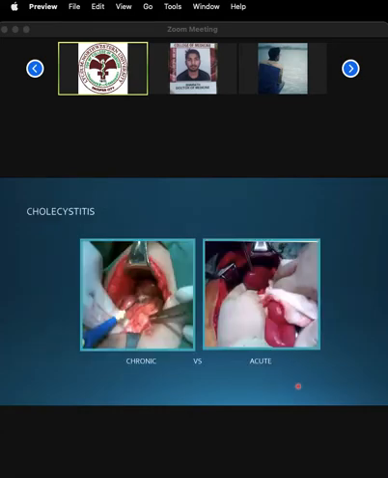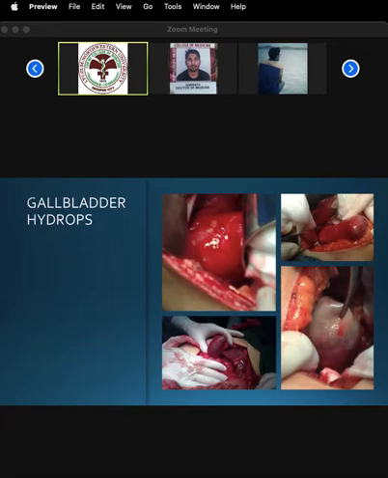So again, just to show you the difference between chronic cholecystitis, where you don't find any inflammation, against acute cholecystitis. Okay? The gallbladder is reddish, thick-walled, and tense. We may also encounter gallbladder hydrops or markedly distended gallbladders. They may be long. The longest that I operated on was about 12 point something inches long. And it was found in a child who was about 12 years old.